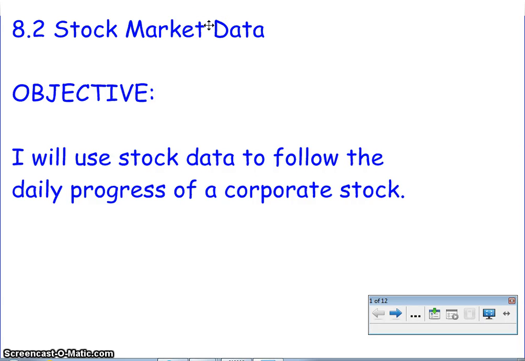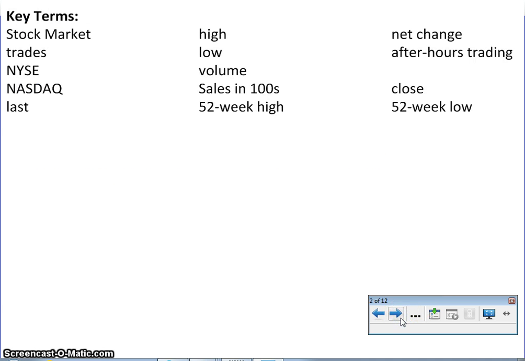All right, here we are at Chapter 2 in Unit 8. We're on stock market data. Our objective today: I will use stock data to follow the daily progress of a corporate stock. Quite a bit of vocabulary here today. Make sure that you've reviewed that in the textbook before you get started with this video.